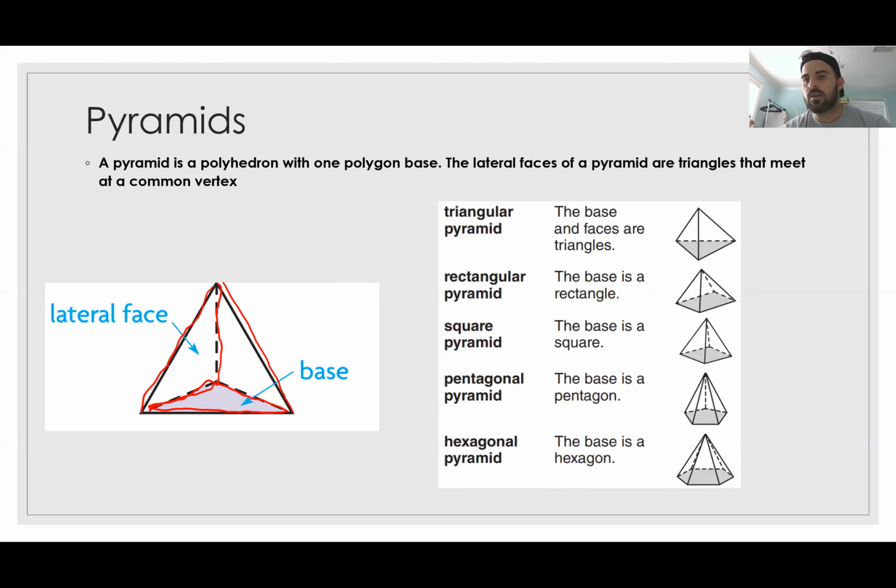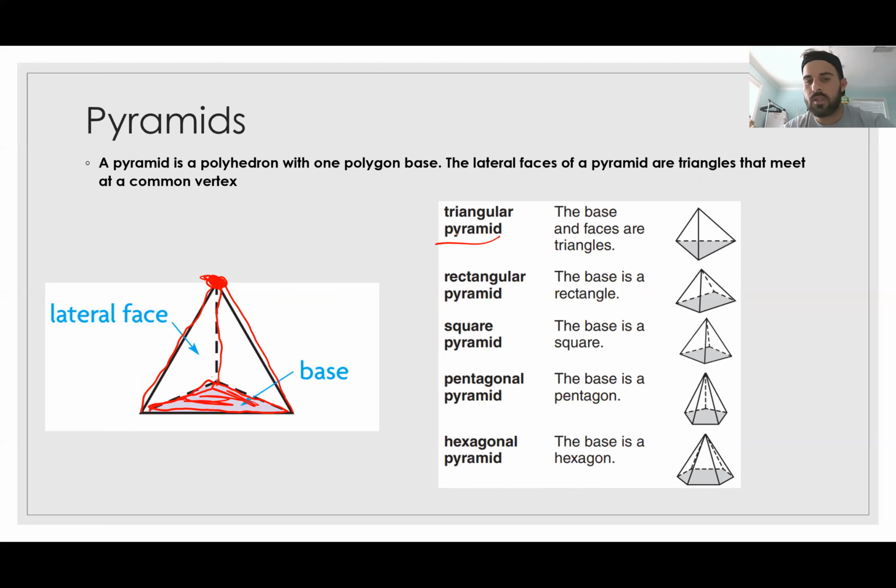Think of the Great Pyramids of Egypt, right? They have a base on the bottom and they meet at a vertex. They all meet at one specific point, kind of like a cone in a way. So the way you would identify a pyramid is that it only has one polygon for a face, which would be this triangle on the bottom in our example, and that all the sides meet at one specific vertex. Here are more examples on the right.